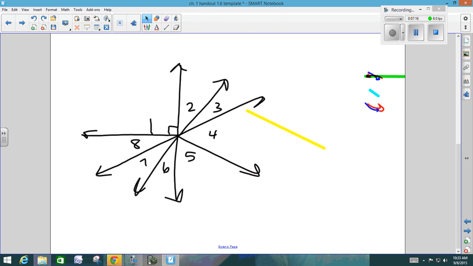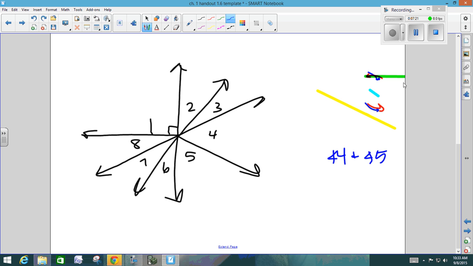What's another pair of adjacent angles? Angle 7 and angle 6. Good. Next to each other. Share a ray. They don't overlap. 3 and 2? Okay. Do you guys agree? Angle 3 would have to be adjacent to angle 2? Next to each other? Share a ray?